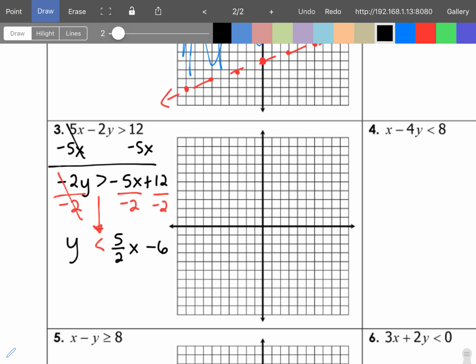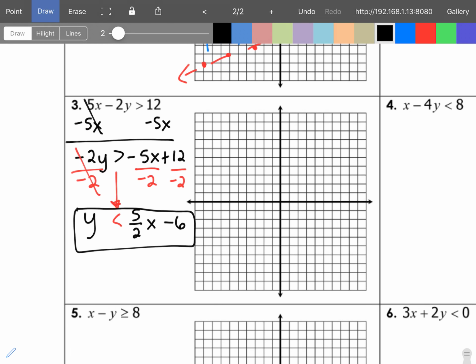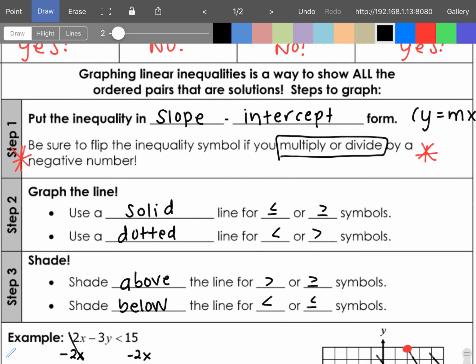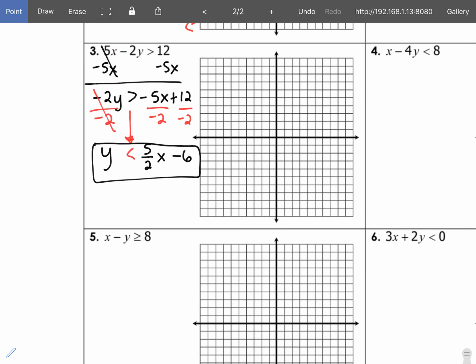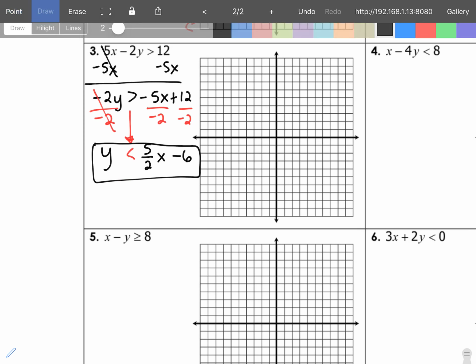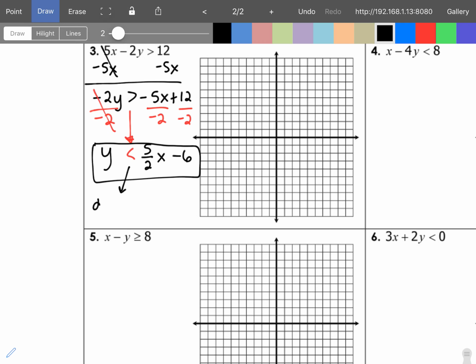Okay, and then let's graph that. But before we graph it, let's figure out what that sign means. So it's a less than sign. So let's look for the less than sign. Less than means we're going to use a dotted line and we're going to shade below. So dotted, shade below.